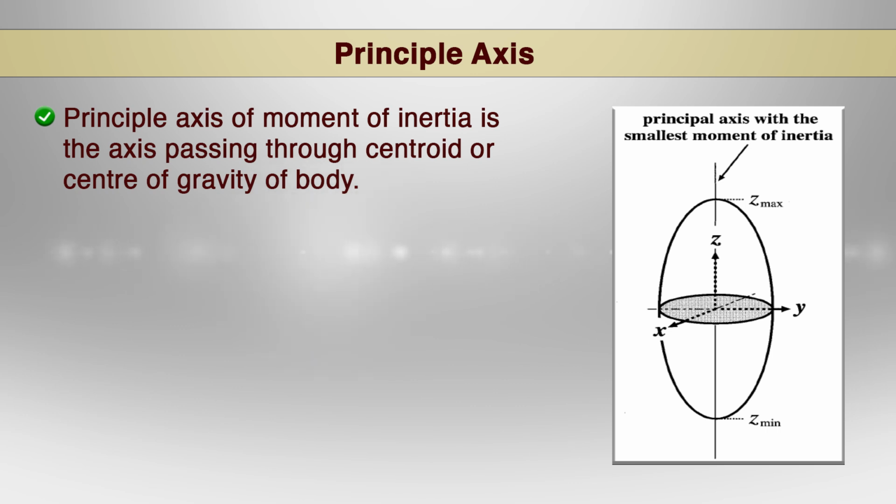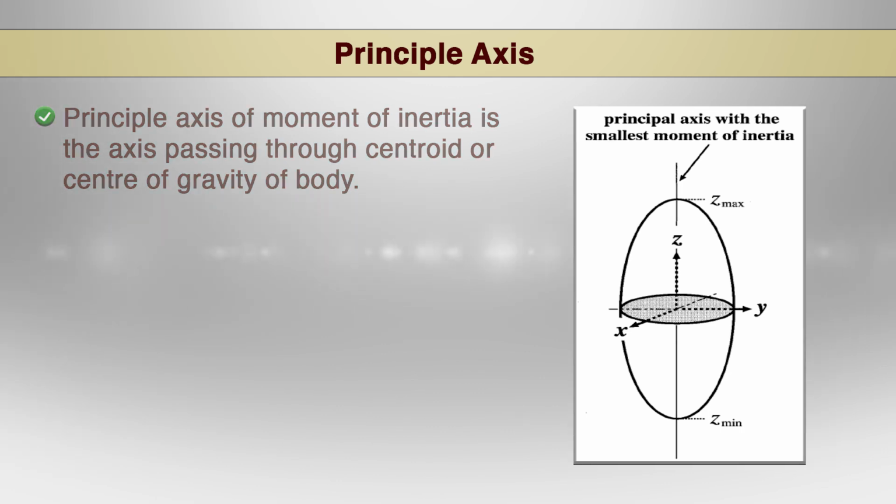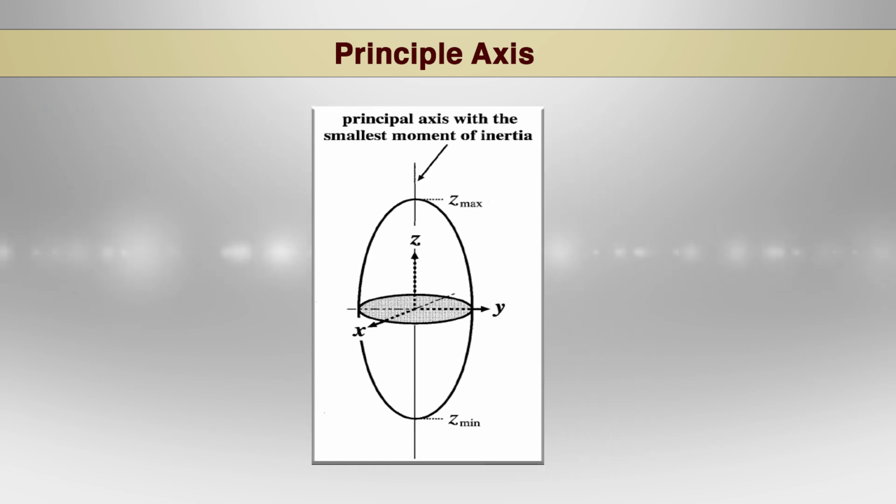Principal axis of moment of inertia is the axis passing through the centroid or center of gravity of the body. The figure shows the coordinate system with three principal axes of inertia. The origin of the coordinates is the center of mass. The main axis, that is the z axis, is determined as the principal axis with the smallest moment of inertia, and the x axis is the principal axis with the largest moment of inertia.